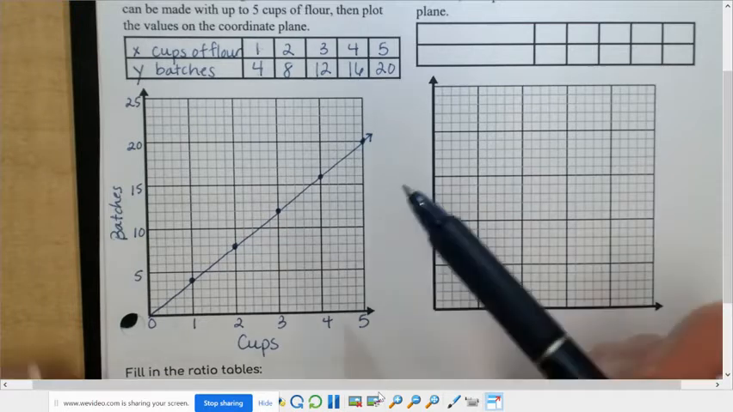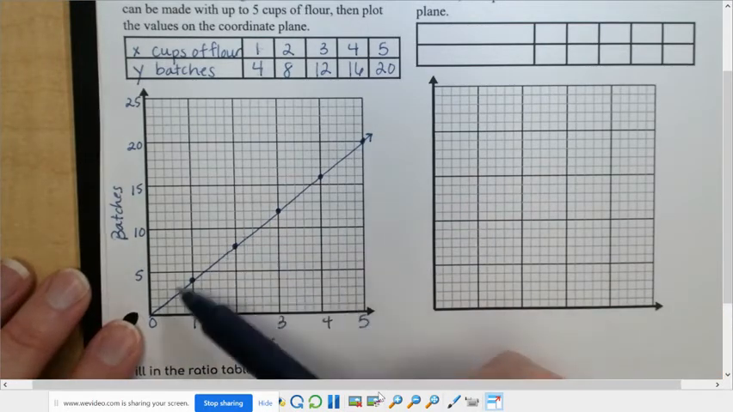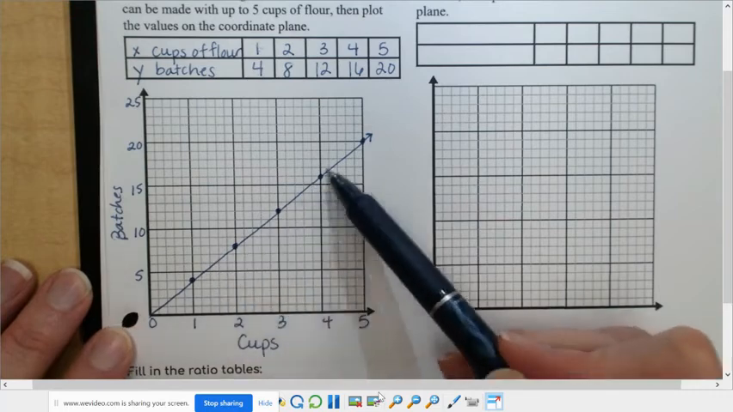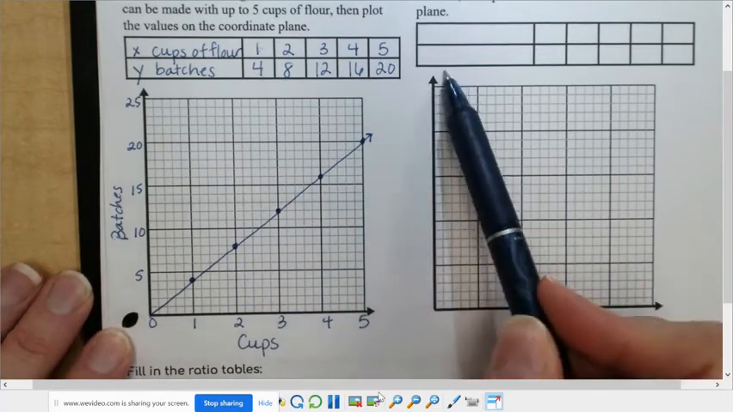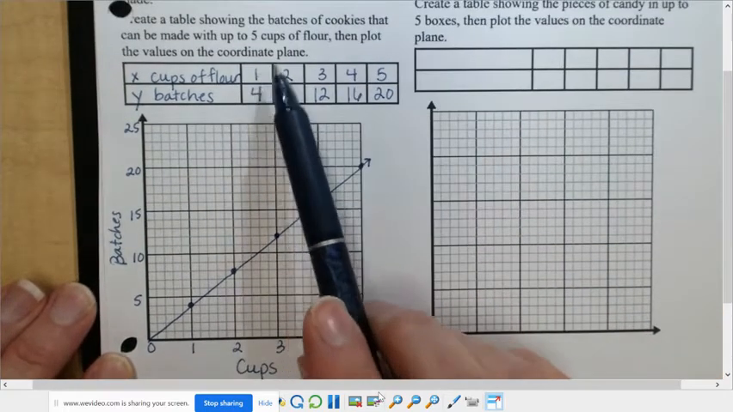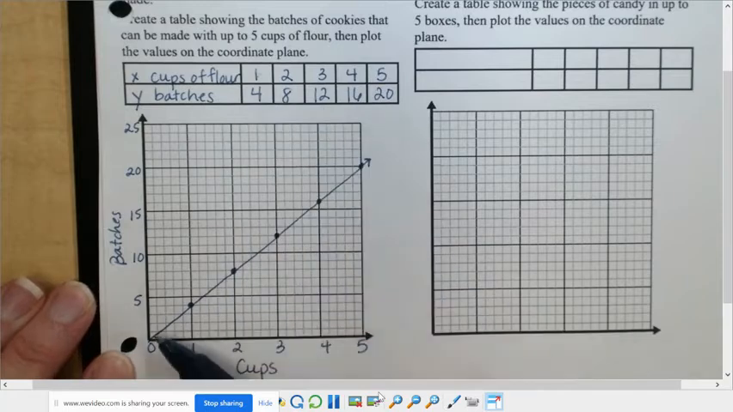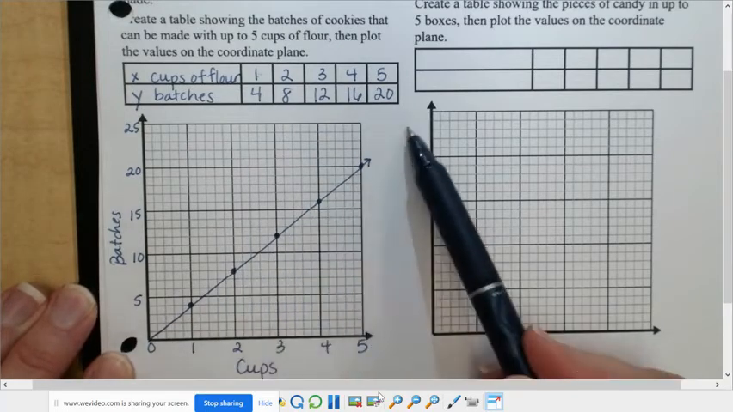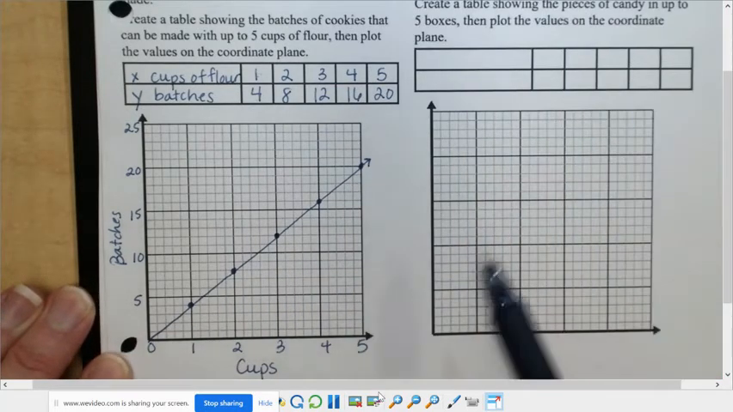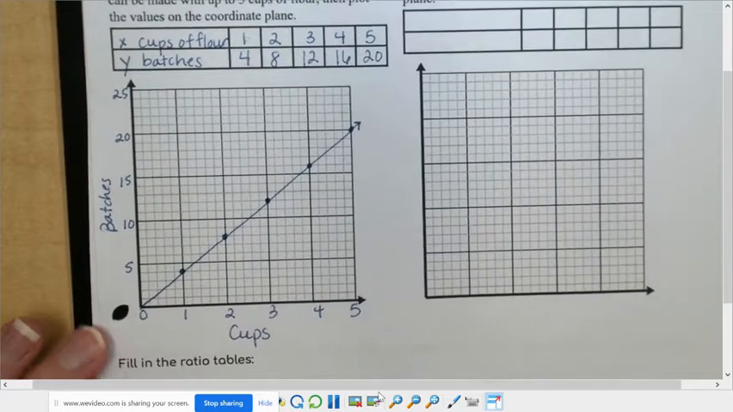So now, what does the line mean? The line means that anything that falls on this line, absolutely any point on this line, will give me the correct ratio of cups of flour to how many batches I need. So this line includes every possible ratio on into infinity that I could have.